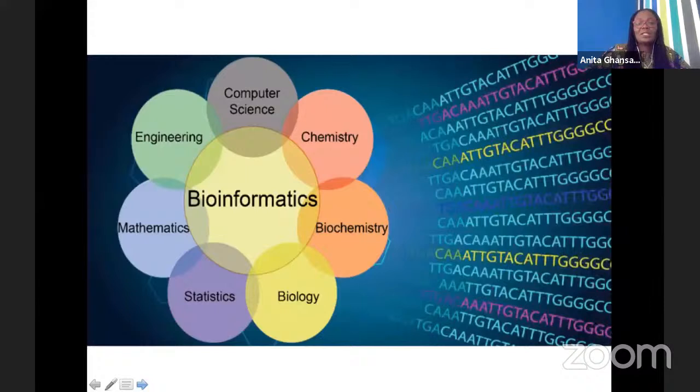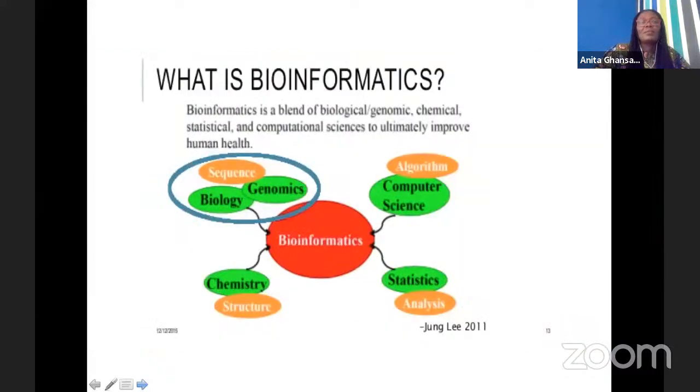So bioinformatics is that discipline, the scientific discipline that merges engineering, computer science, chemistry, biochemistry, biology, statistics to make sense of data, ultimately for improving health. And so we see that the biologist is interested in the sequences, whether it is genomics, proteomics, transcriptomics data. And then the computer scientist is in charge of the algorithms. The statistician does the statistical analysis, and the chemist is also involved with the protein structures and how all these will come together for a good bioinformatics pipeline.